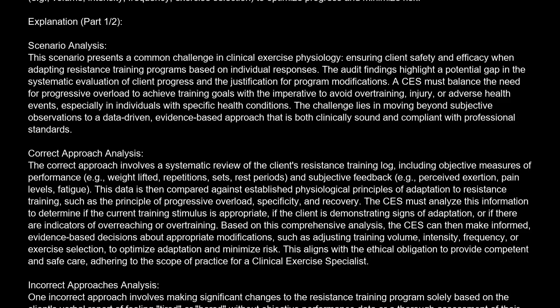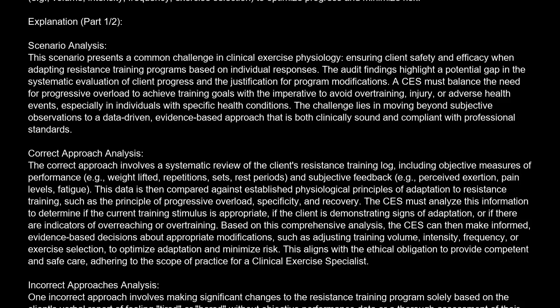The correct answer is A. Systematically analyze the client's resistance training log for objective performance metrics and subjective feedback. Compare this data against principles of exercise adaptation and make evidence-based adjustments to training variables, e.g., volume, intensity, frequency, exercise selection, to optimize progress and minimize risk.